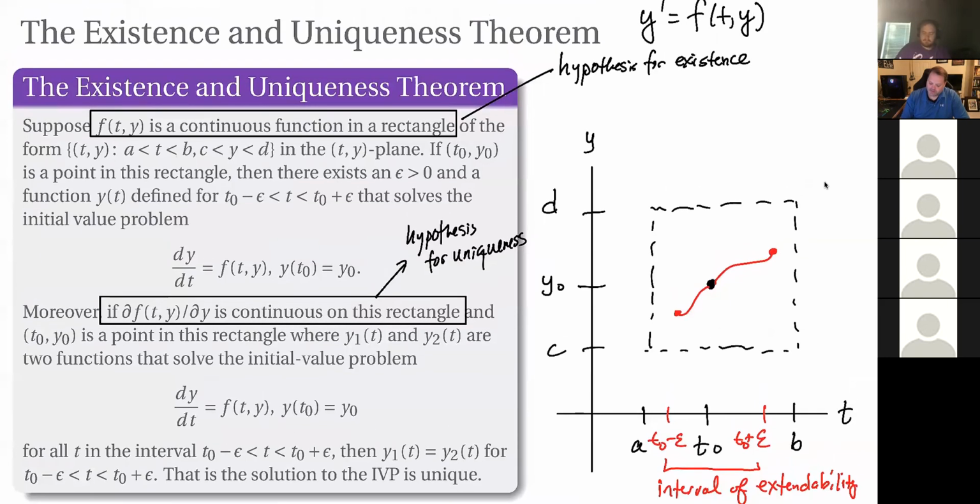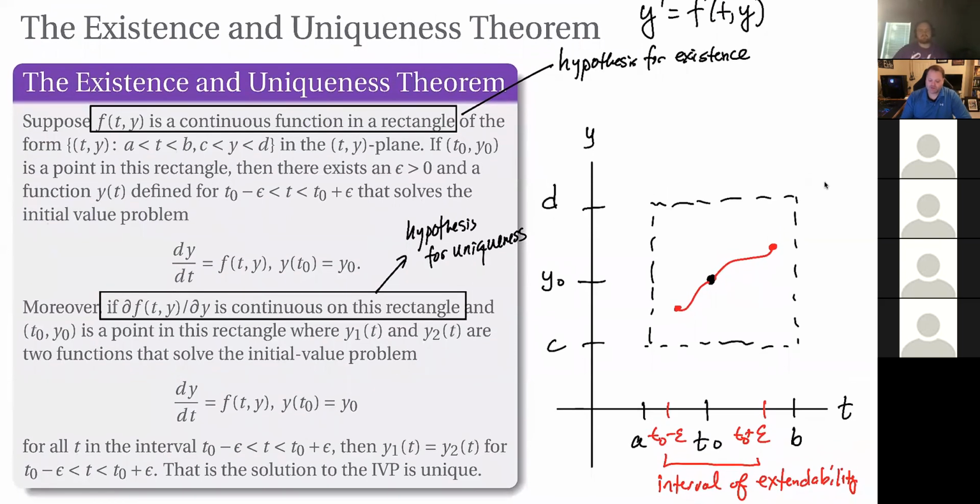The hypothesis for existence is continuity. The hypothesis for uniqueness is continuity, but of the partial derivative. That's what the theorem says. You can always get started locally. You can always start your solution so long as there's no bad points. So the only way that you can't start a solution is what? This theorem says you can't get started if what is true?